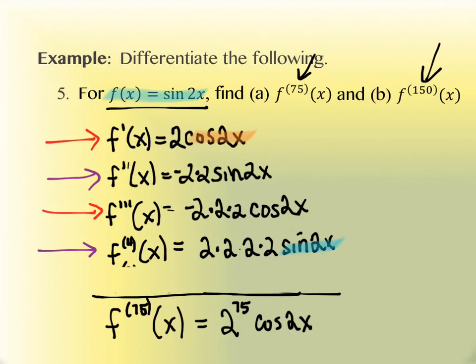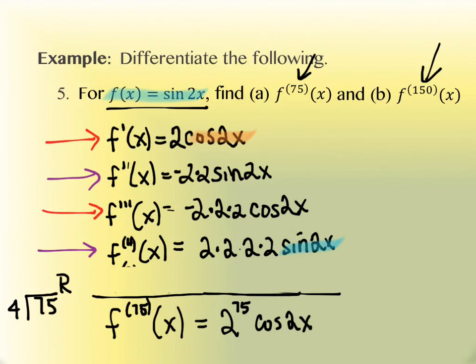This repeats every 4 times, right? Every 4 times the pattern repeats, agreed? I get the exact same thing I had 4 times before, in terms of the positive or the negative, in terms of the sines or the cosines. So what I'd like to look at is what happens when I divide 75 by 4. 75 divided by 4 is going to give me something. I don't even care what the something is. It's the remainder that I care about.